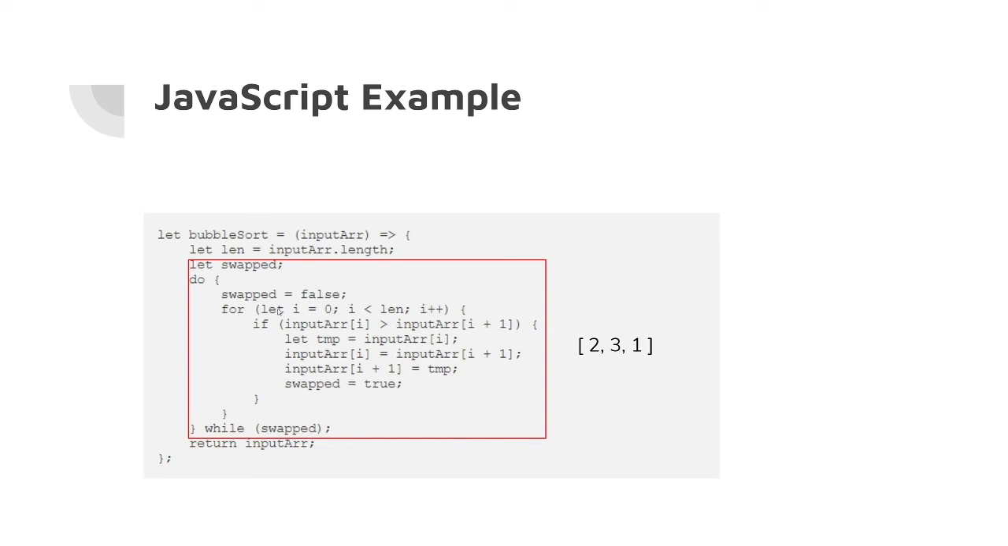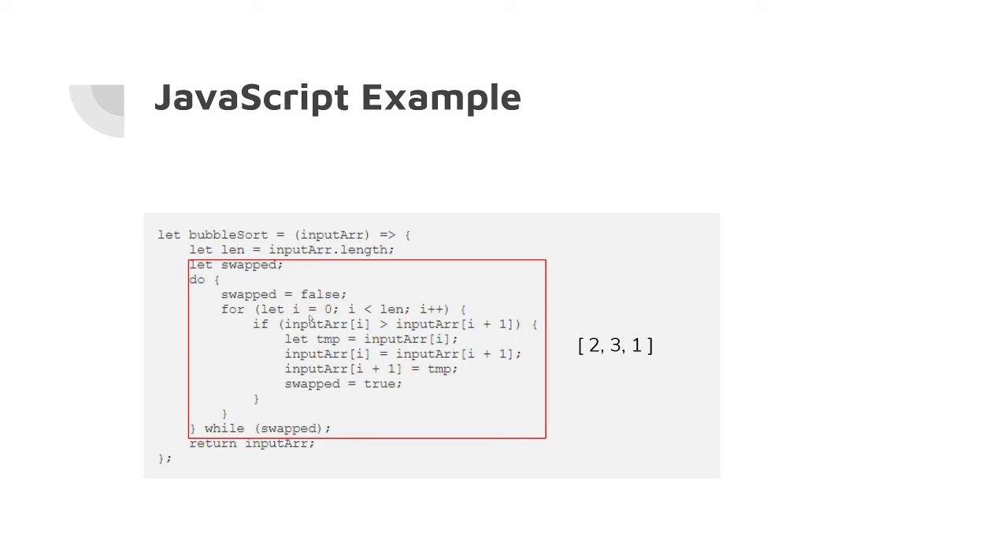On the first loop, i is 0. So in this case, the value at index 0 is 2. And it's going to ask, is the array at index 0, which is the value 2, bigger than the value at index 0 plus 1, so the index of 1, which is 3? So is 2 bigger than 3? No, it's not. So it's going to ignore what's inside here for this loop and jump into the next iteration.